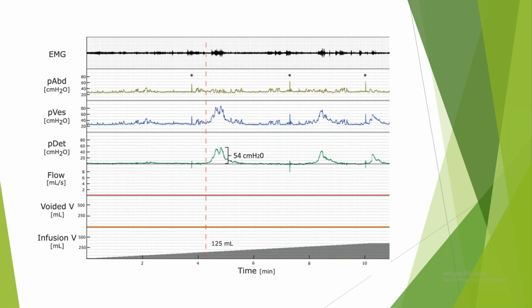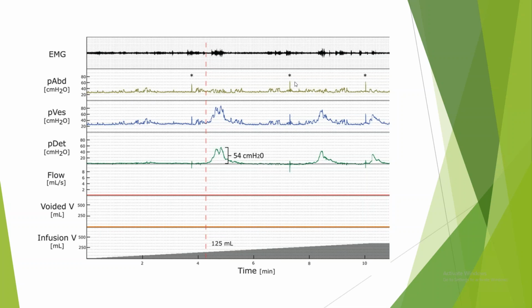So now this graph. Whether it is complete or incomplete? It is not complete. The voiding part is not there in this graph. Actually, the baseline has not exactly started from 0, but the detrusor pressure has started from 0. So okay, we can take it.